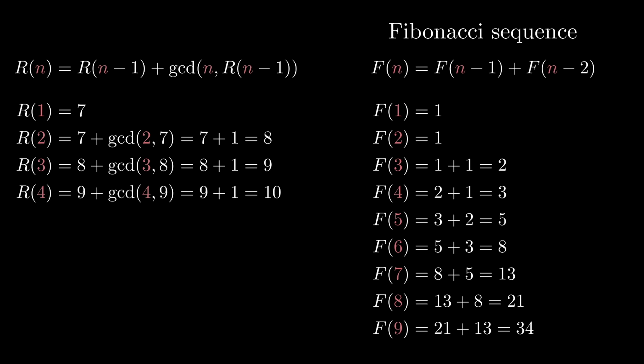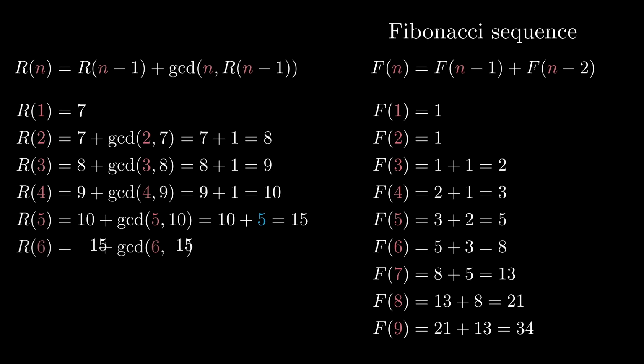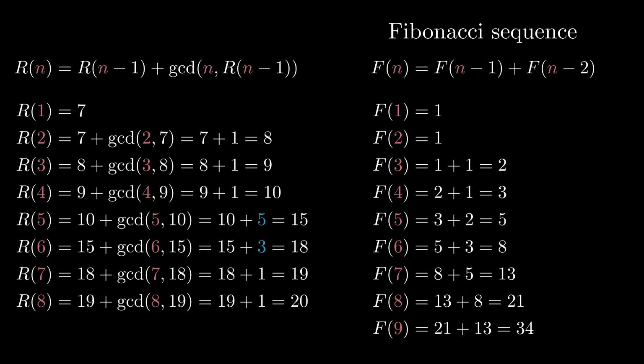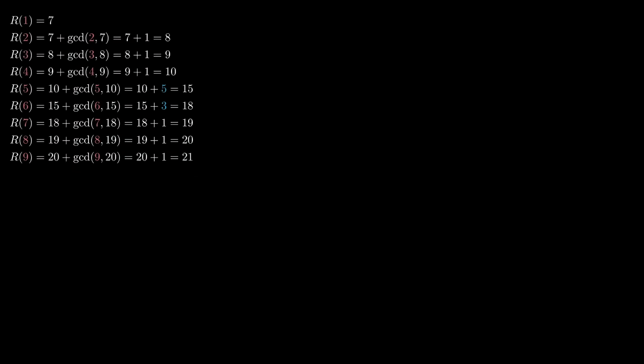So far this is a pretty boring sequence. But now something interesting happens, because the GCD of 5 and 10 is 5. So here the sequence jumps up by 5 rather than 1. The next GCD is the GCD of 6 and 15, which is 3. So the sequence jumps up again, this time by 3. Then we go back to stepping up by 1 for a few terms. And we reach the bottom of the frame, so let's make room for more terms.